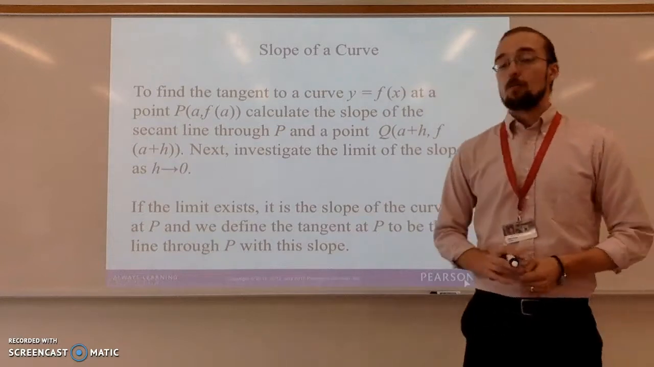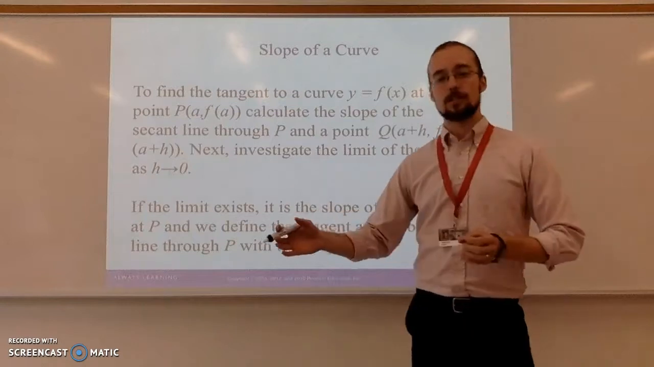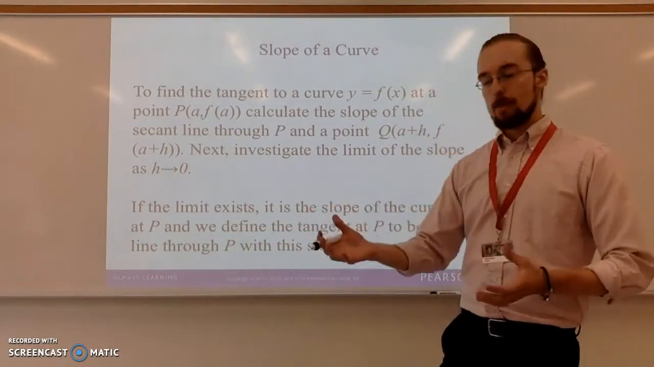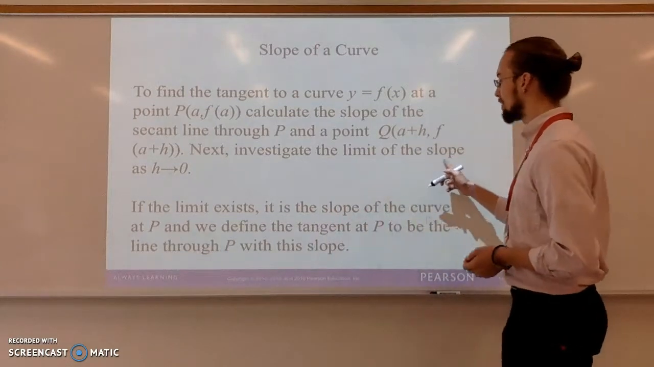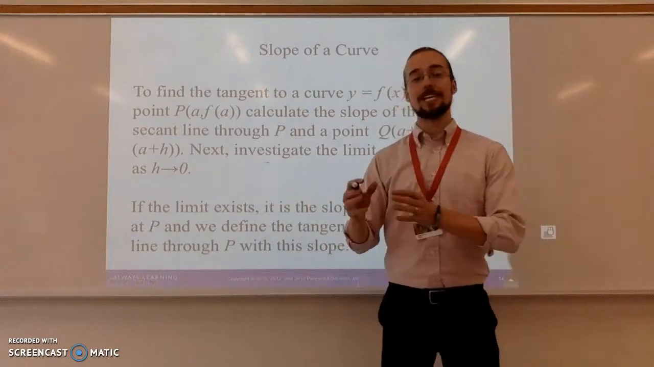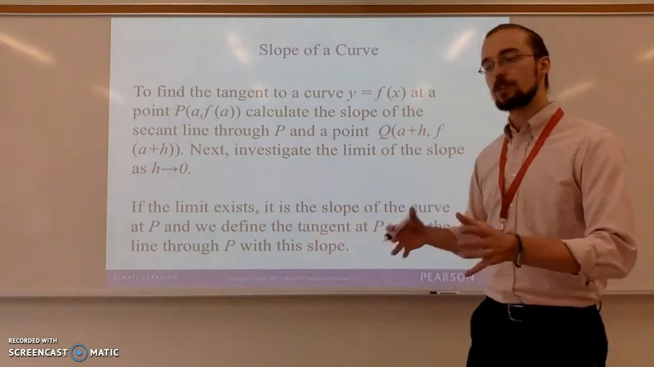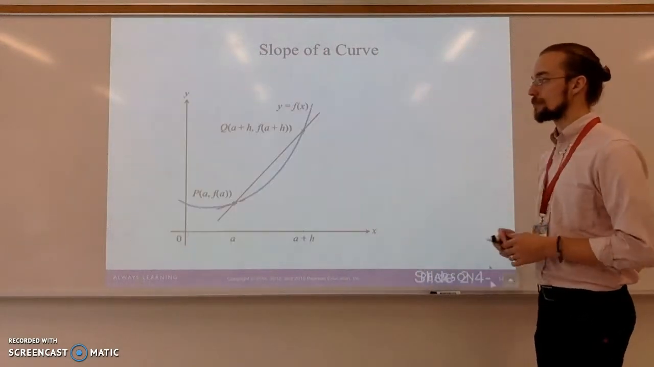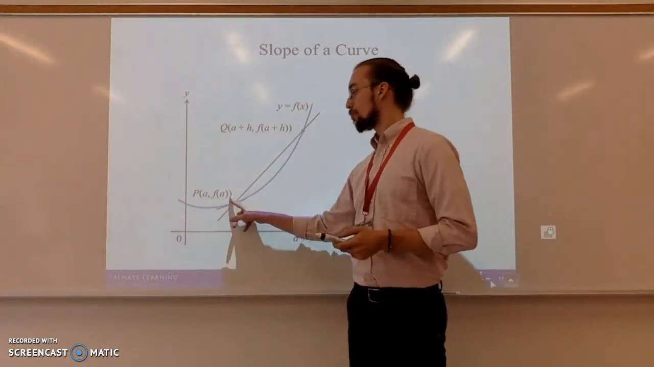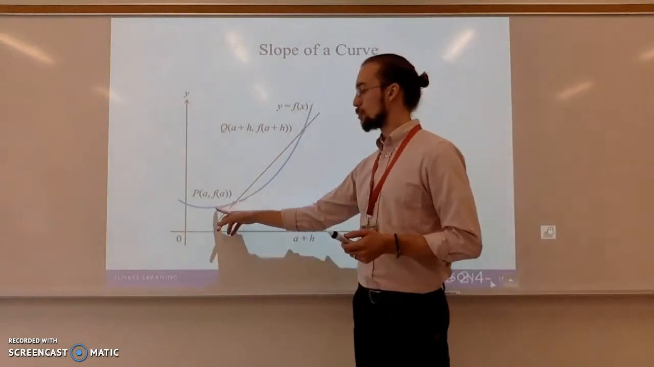What we are going to do is take one point and then take a point that's a distance of h away. Then I'm going to investigate the limit as h approaches 0, so as the distance between these two points goes to 0. Visually, let's take a look at what that means. Here, I want to find the slope at this point, the instantaneous rate of change of my blue curve.